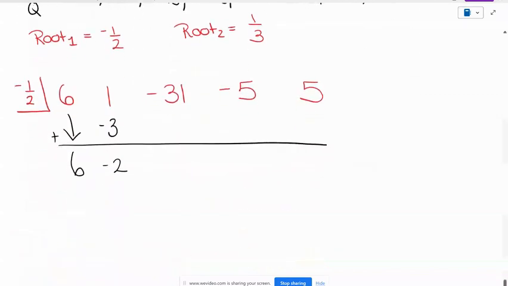So then we have -1/2 times 2 is a positive 1. -31 plus a positive 1 is a -30. What's half of 30? 15. They're both negative, so that makes a positive. -5 plus 15 is a positive 10. Half of 10 is 5, but isn't it a positive times a negative, which gives us a negative? Should that column be 0? Yes. Okay, now what do I do?